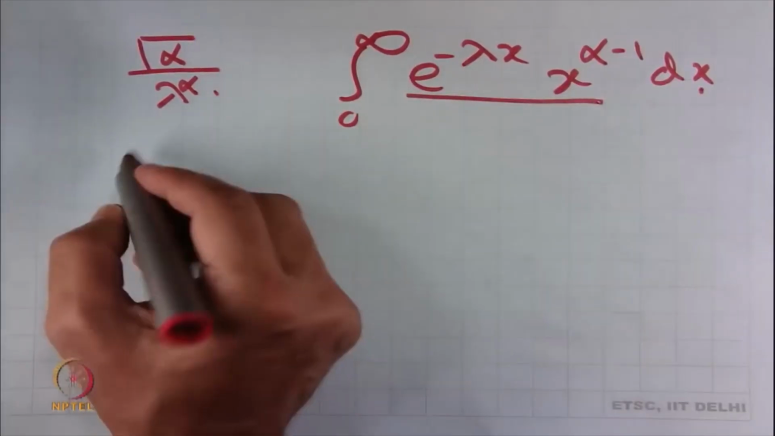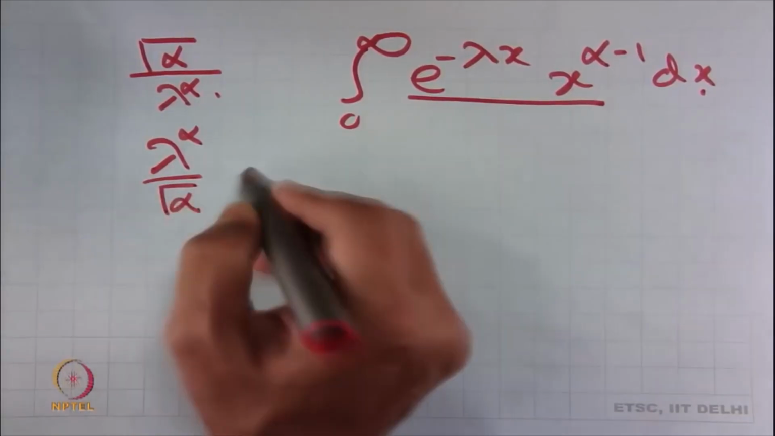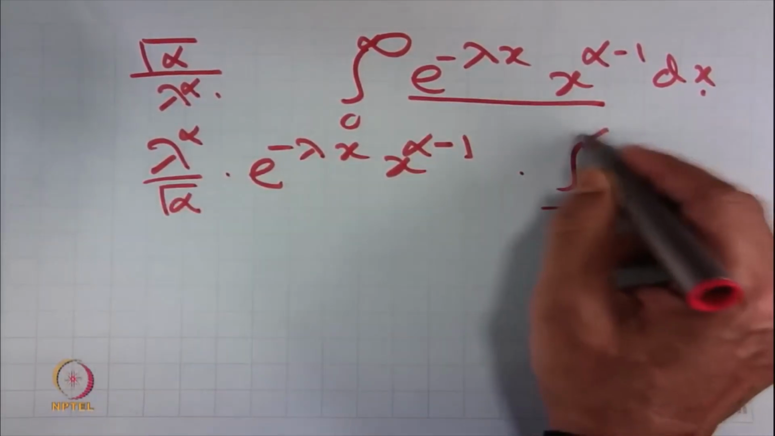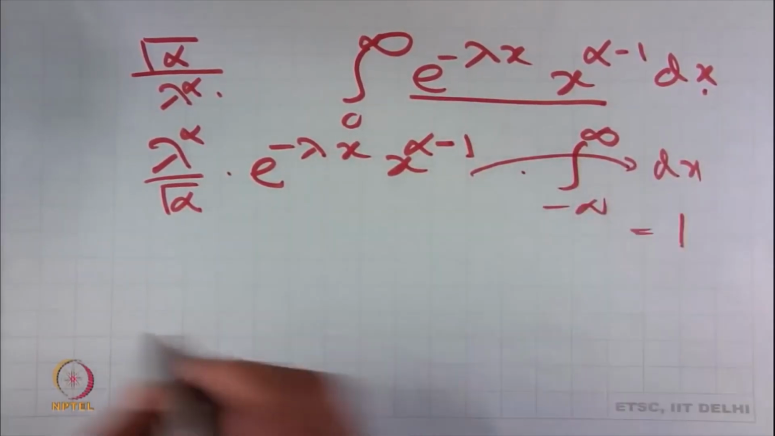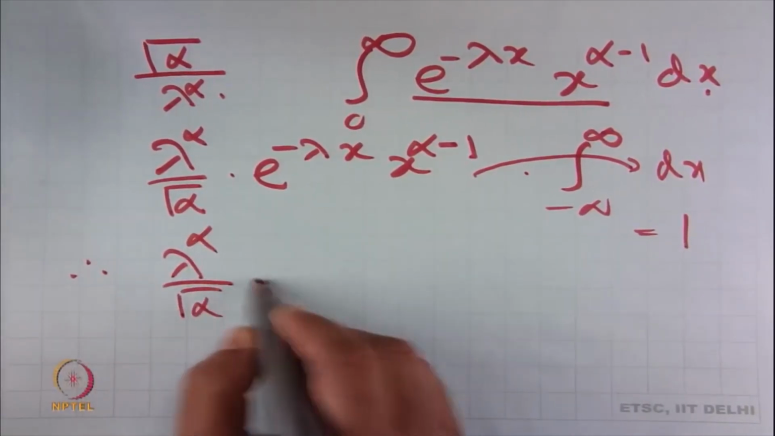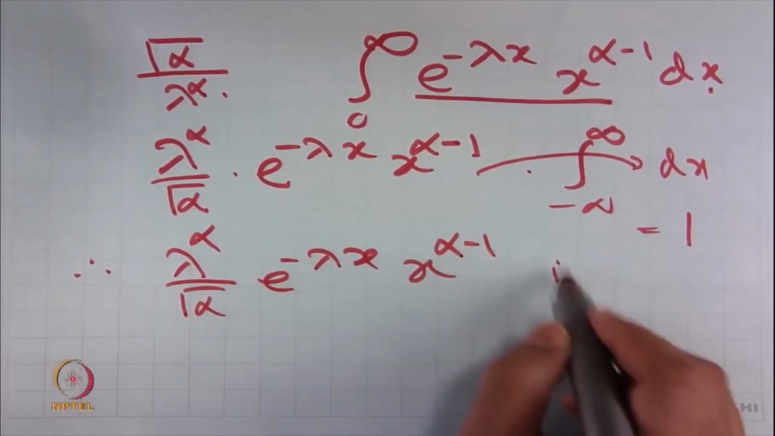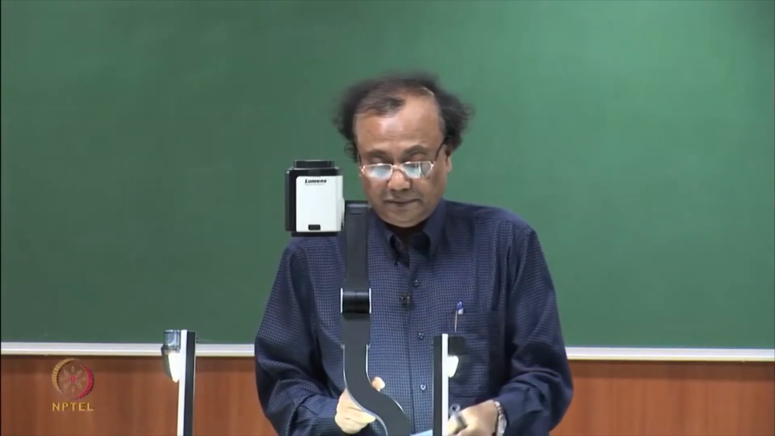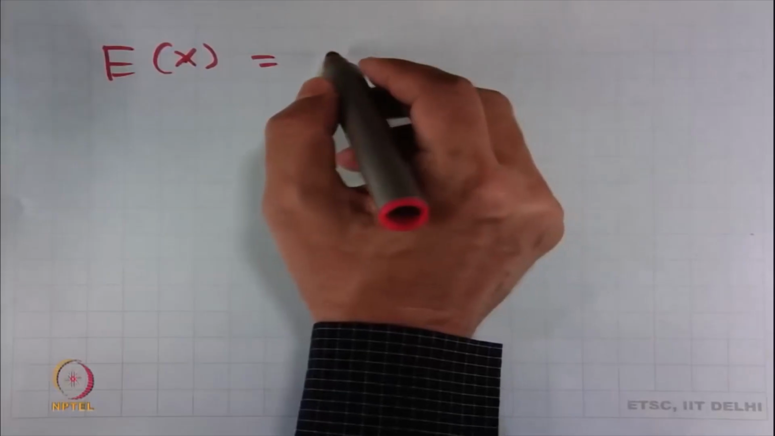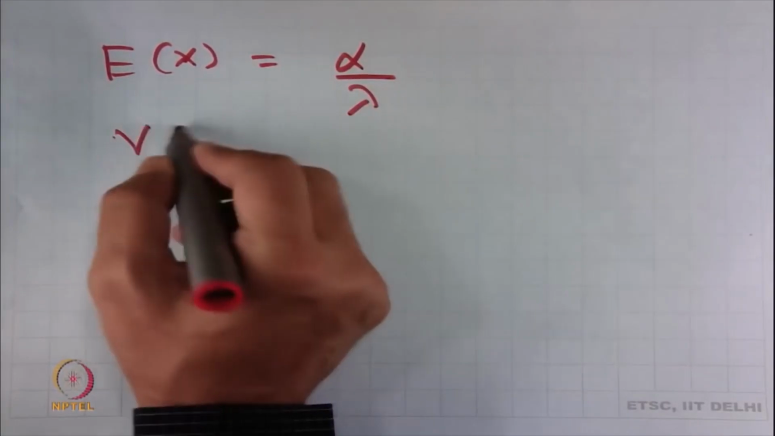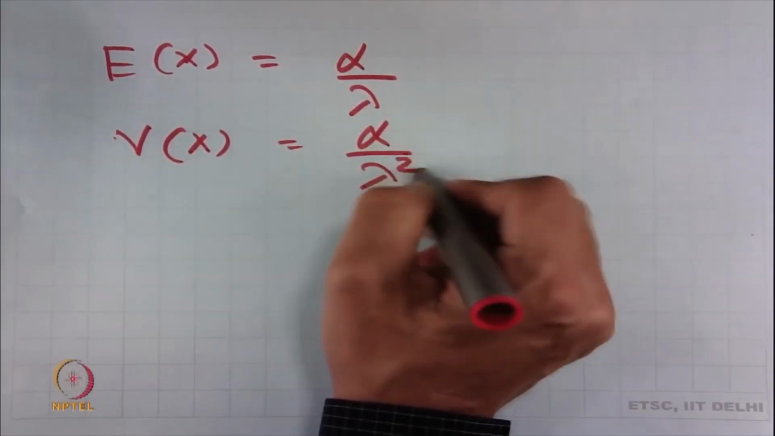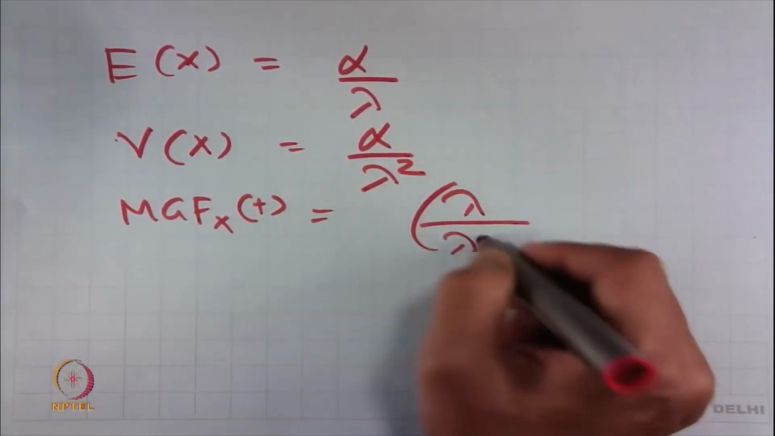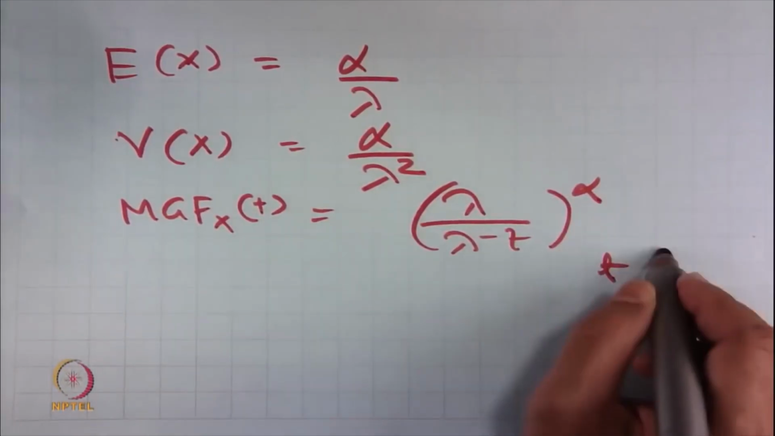Therefore, if we multiply this by lambda power alpha upon gamma alpha, then we get a quantity which integrates to 1. Therefore, lambda power alpha upon gamma alpha e to the power minus lambda x, x to the power alpha minus 1 is a valid PDF. So, what are the mean and variance? Expectation of x is equal to alpha upon lambda, variance of x is equal to alpha upon lambda square, and the moment generating function of x at t is equal to lambda upon lambda minus t whole to the power alpha, where t is less than lambda.